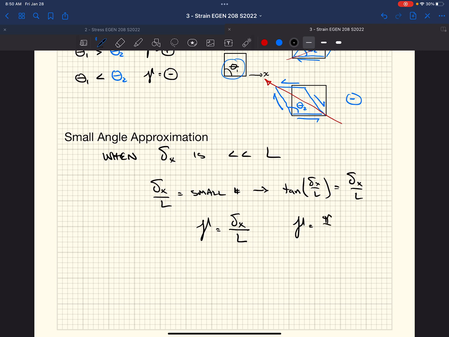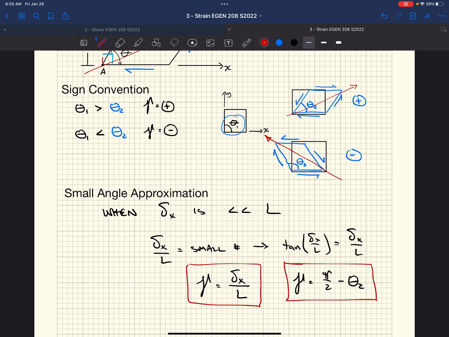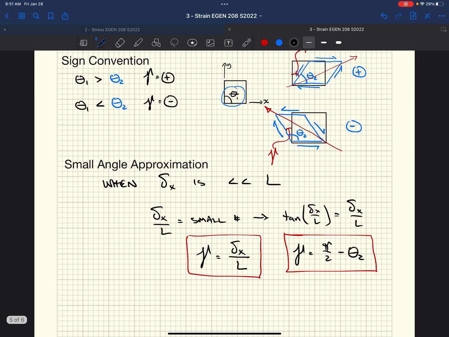Or gamma equals pi over 2 minus theta 2. If we took our 90 degrees, which is pi over 2, and subtracted our theta 2: if theta 2 is less than theta 1, or 90 degrees, that's going to be a positive value. If it's greater than that, it's going to be a negative value. Or if we knew the distortion, the actual movement of our block or material, we could calculate gamma based on how far our block distorts horizontally over how tall our block was.